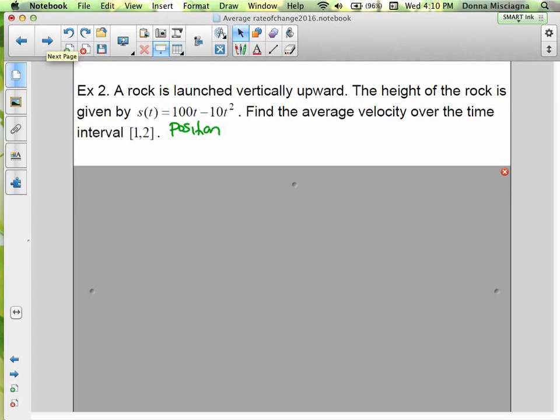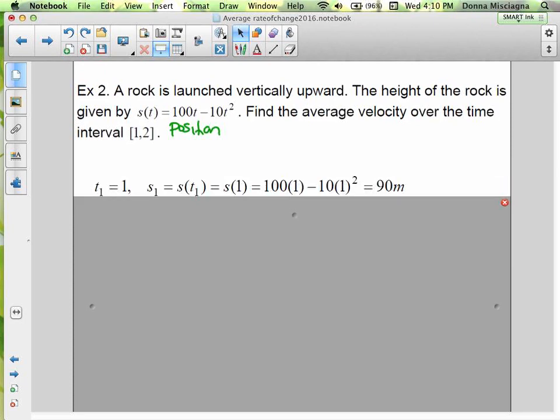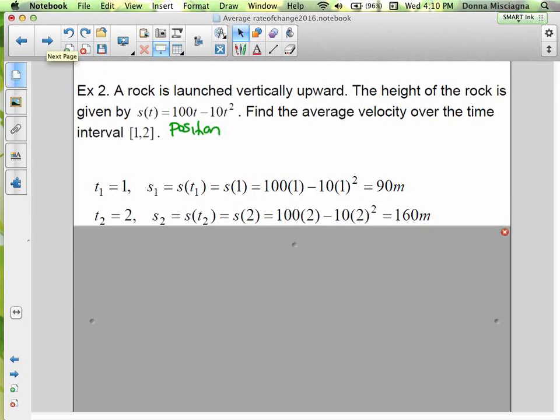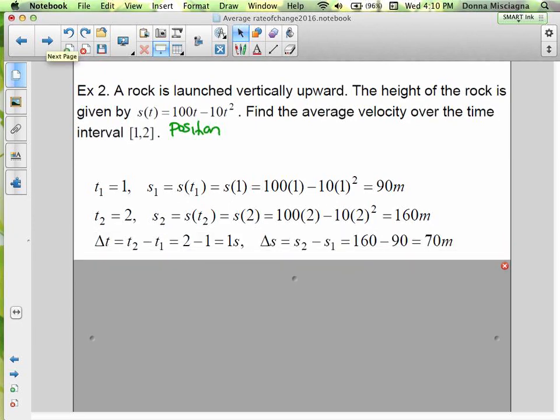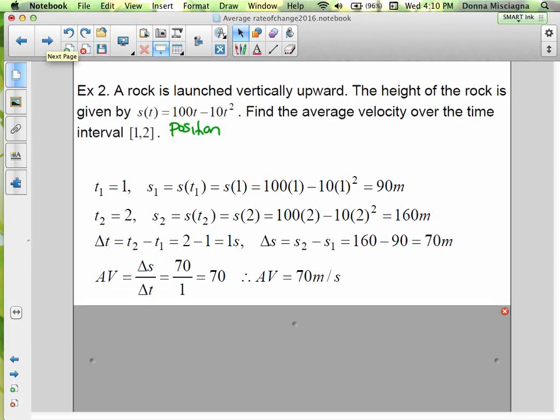We want to find the average velocity over the time interval 1, 2. So we know what our change in time is. We have our time values. We need our position values. So to find that, we simply plug in 1 into S of t, and we get 90 meters. We plug in 2 into S of t, and we get 160. I didn't bother to go over this step by step because I didn't think plugging in and simplifying would be too effortful for you.